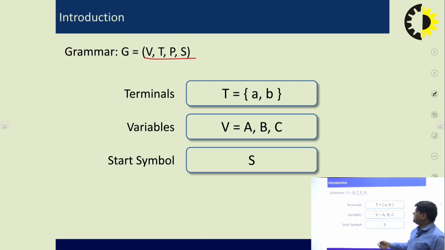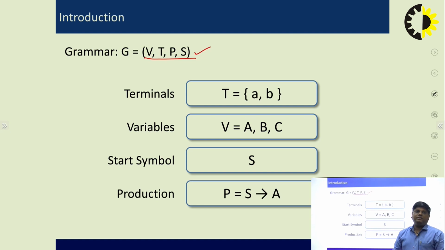Capital S is known as the start symbol. Any context-free grammar starts from the start symbol. And the last one is the production rule. Here P stands for the production rule and S stands for the start symbol, and A, the variables, are also known as non-terminals. So with the help of the combination of these four tuples, a grammar is defined.